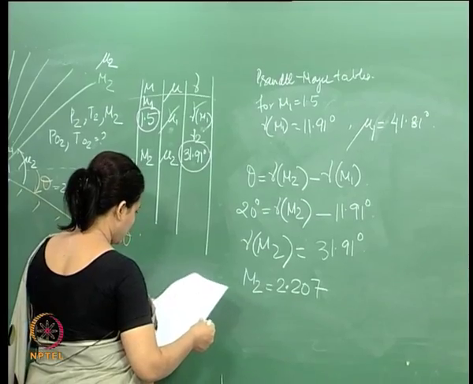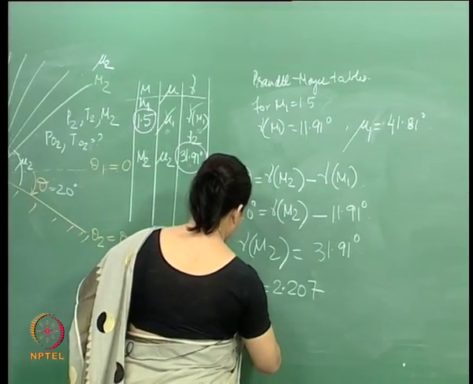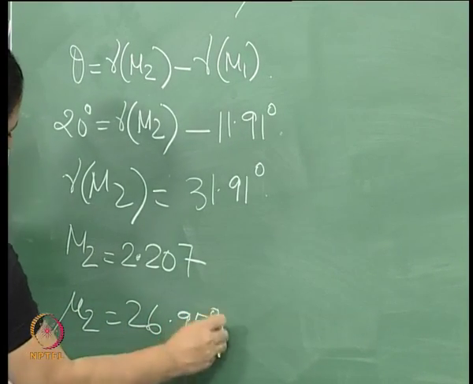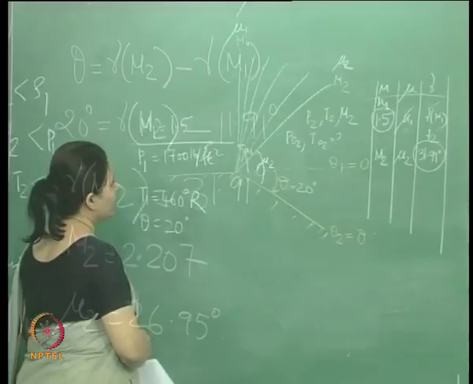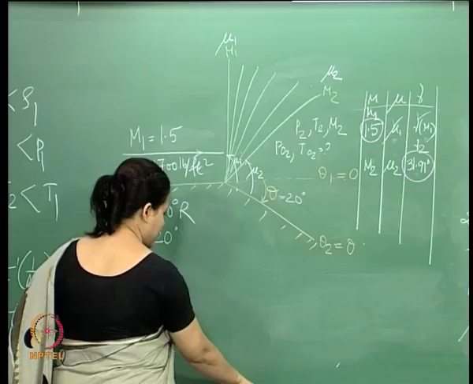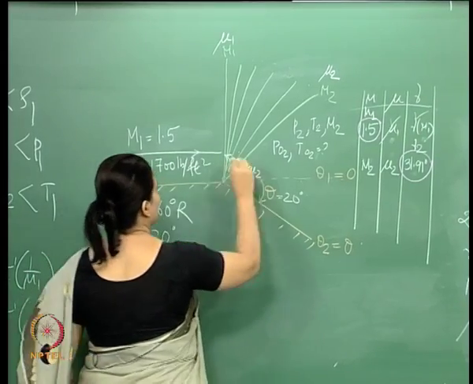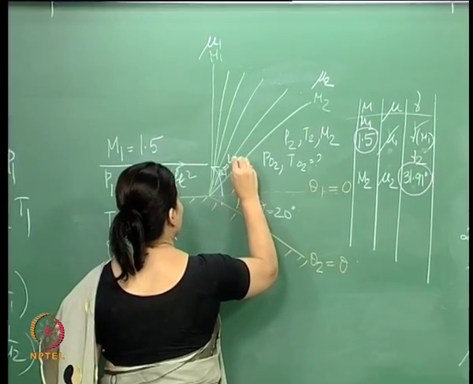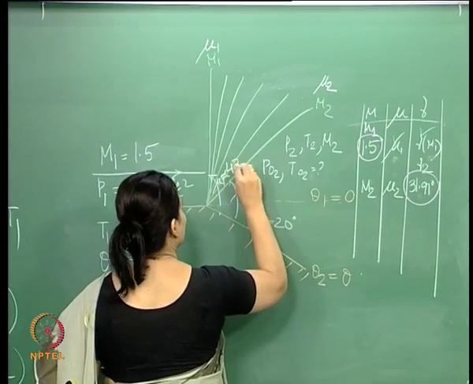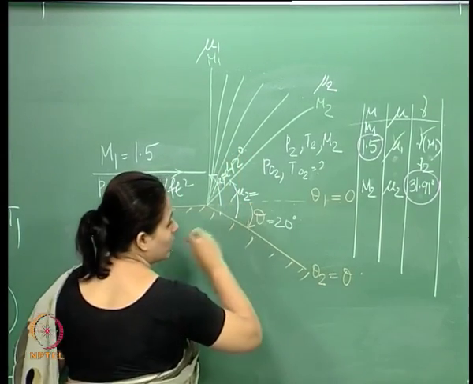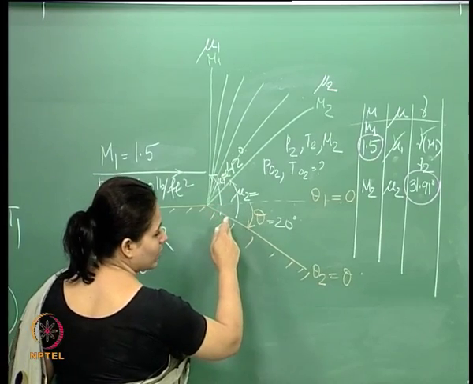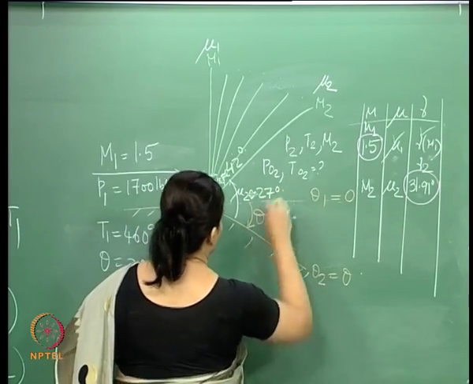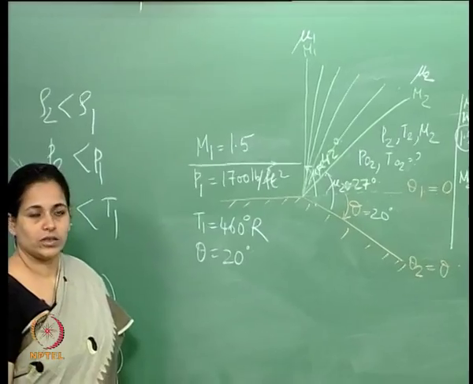So, that and the corresponding nu2 is 26.95. So, the Mach wave angle. What we get here is that the incident mu is 41.81. So, this was around say 42 degrees, and this nu2, so this angle, is around 27 degrees. This is what we get.